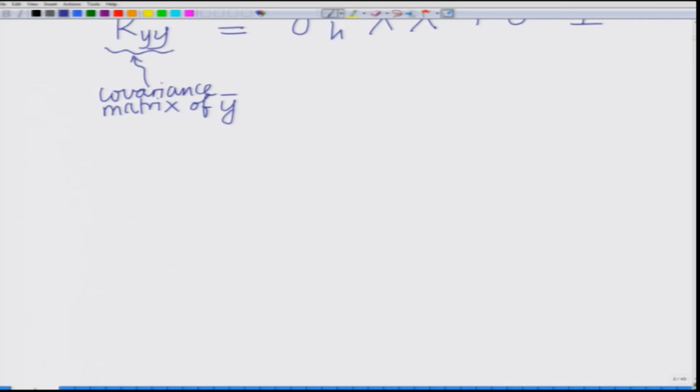We have also derived the cross covariance R h y. This is nothing but the expected value of h bar y bar transpose.